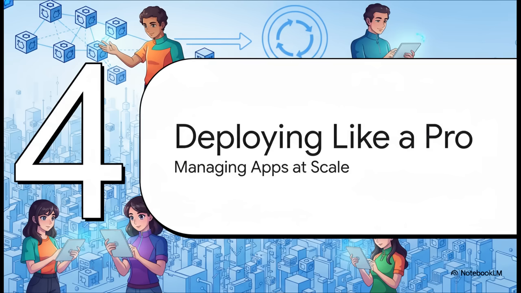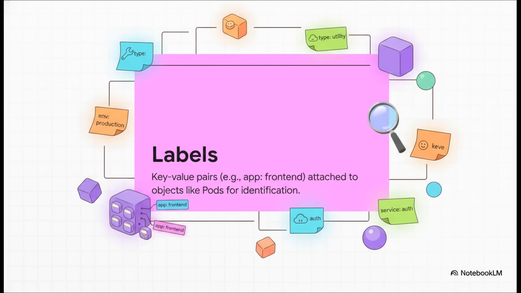Okay, so we've got our app running in a pod, and we have a stable way to talk to it using a service. Now, let's zoom out a bit. How does Kubernetes help us manage whole groups of these pods, handle application updates, and make sure our app is always up and running? Well, the magic here actually starts with something incredibly simple: labels. Labels are just key value pairs, basically digital sticky notes that you can attach to any object in Kubernetes. So for example, you could label all your web server pods with app:frontend. This is how we start to organize everything.